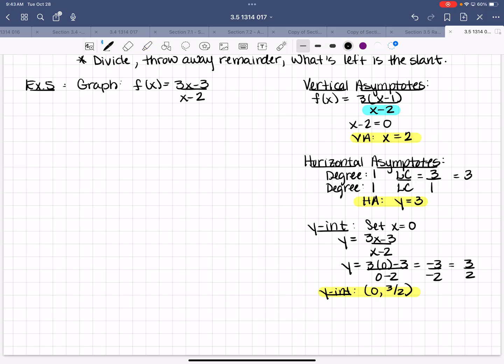I'm highlighting this stuff in yellow that I need to make sure I go back and graph. Okay. We'll start putting it all together. Whew, I'm running out of room. X-intercept, I can squeeze it in right there.